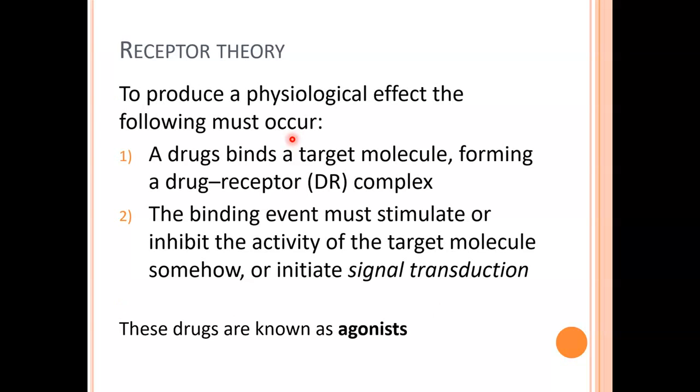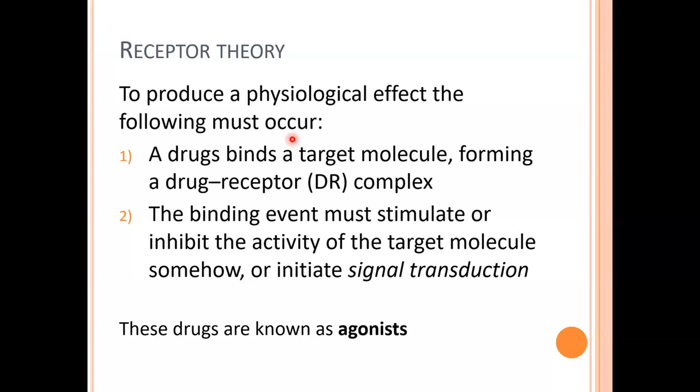A drug needs to bind to a target molecule, forming a drug-receptor complex. So that is the binding event. It needs to happen, according to this theory, for something to occur. Now, that binding event must stimulate or inhibit the activity of the target molecule somehow or initiate signal transduction.